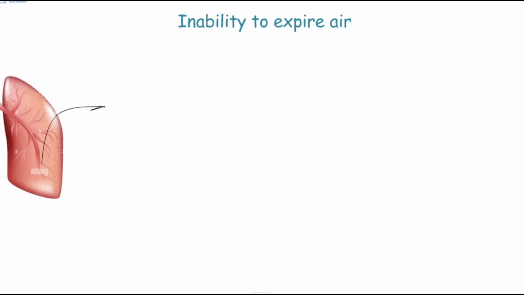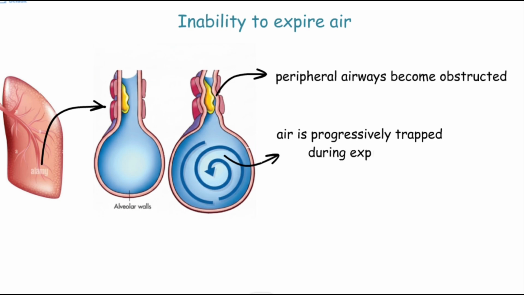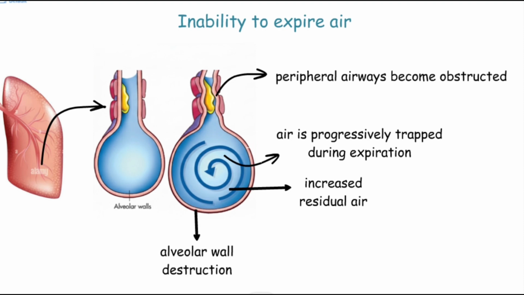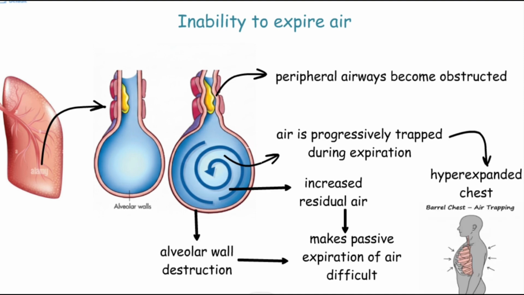Inability to expire air is a main characteristic of COPD. The primary site of the airflow limitation is in the smaller airways. As the peripheral airways become obstructed, air is progressively trapped during expiration. The volume of residual air becomes greatly increased in severe disease as alveolar attachments to small airways, similar to rubber bands, are destroyed. The residual air, combined with the loss of elastic recoil, makes passive expiration of air difficult. As air is trapped in the lungs, the chest hyperexpands and becomes barrel-shaped.